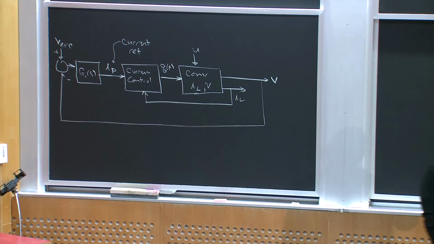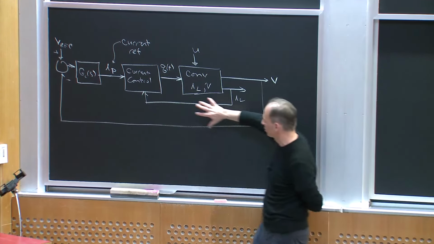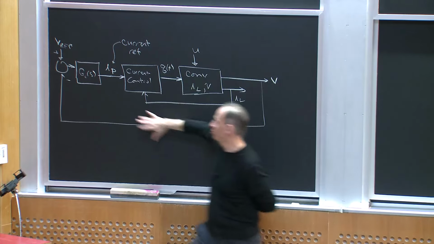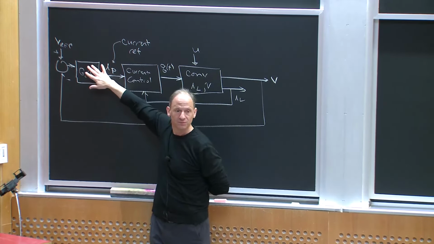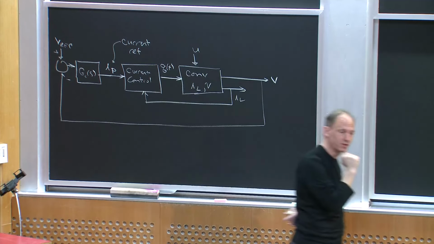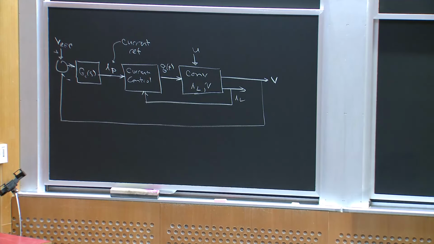So this is something called minor loop control. We're going to have a fast inner loop to control the current, and then a slow outer loop to control the voltage. We're going to feed back both current and voltage and thereby get better dynamics. That's the basic idea. Any questions about that?